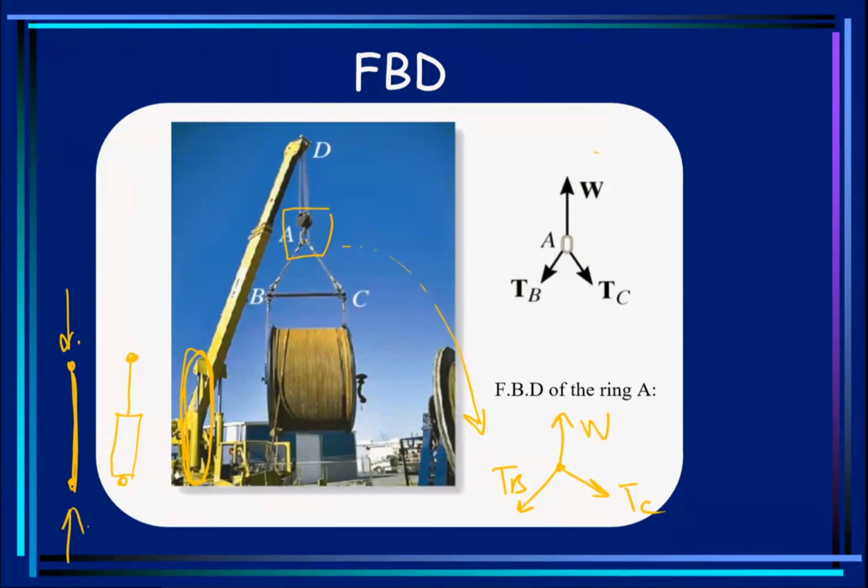So remember, in simple words, if you have a big system and you want to do analysis on any one part, you cut that part off from the surrounding and then draw its free body diagram.